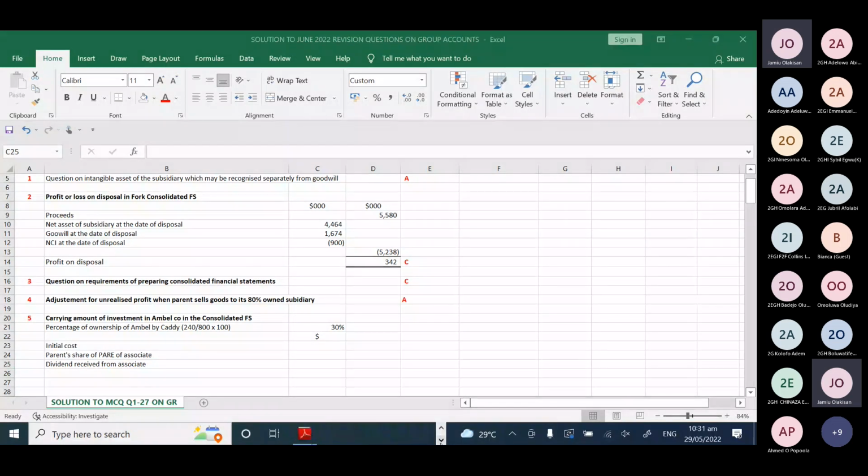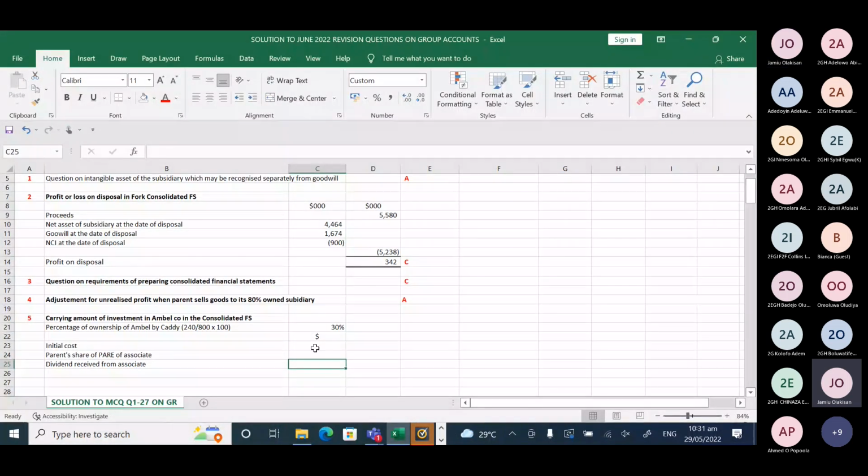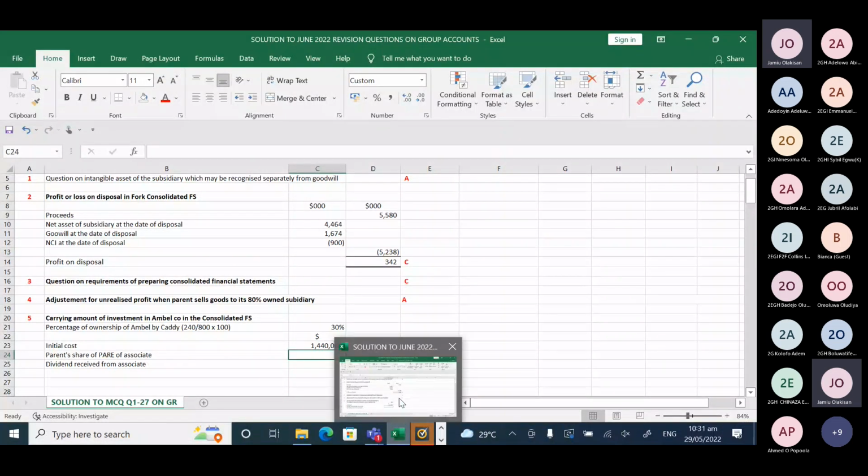The cost is not given on a platter of gold. We have to multiply something by something, right? This guy acquired 240,000 shares, and they said for $6 per share on that day. That is the cost. So 6 multiplied by 240 is what gives us what we are looking for. So the initial cost is 240 multiplied by 6. Then the second thing is the parent share of the post-acquisition earnings.